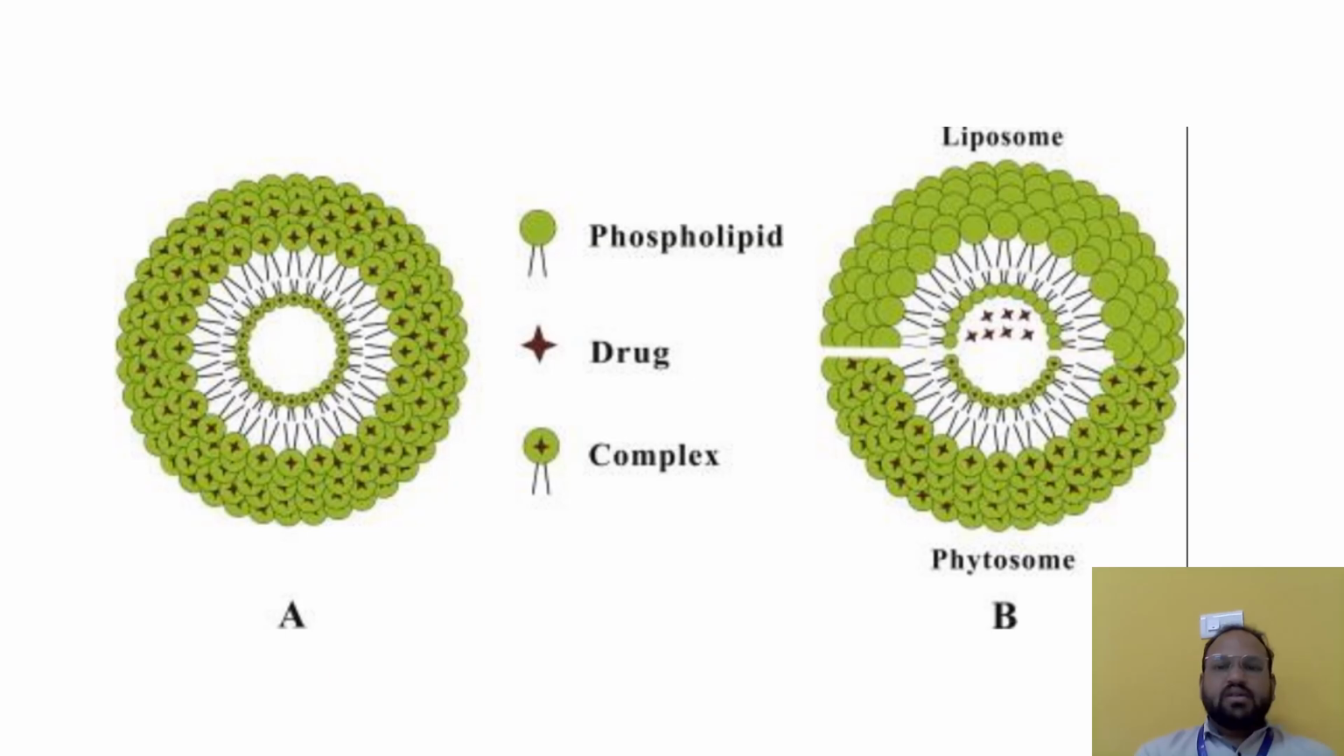So this is how you differentiate in the structure. See, in A you can see there is a complex formation between the phospholipid and the drug, which is a plant extract. See, that is in liposomes, the drug extract is at the center, where phospholipids is covering. So this is the major difference between liposome and phytosome.